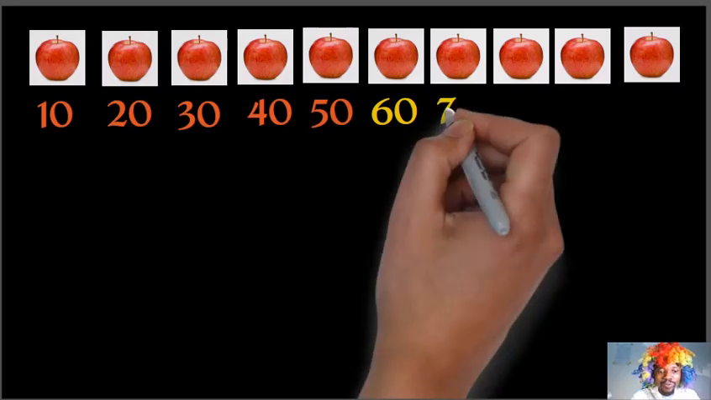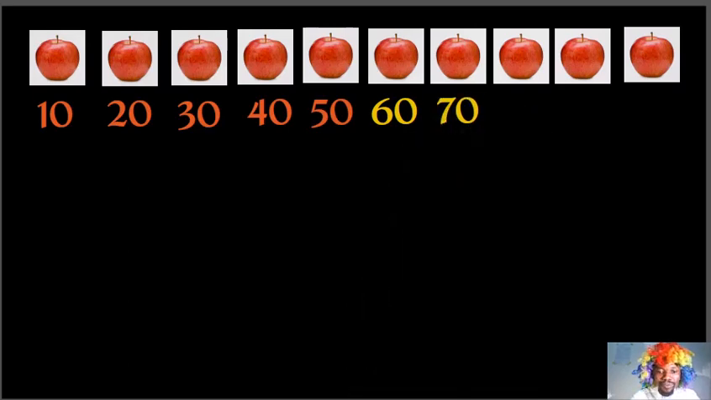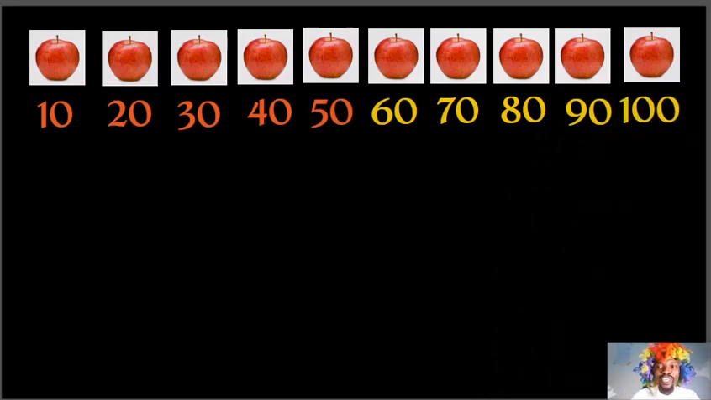Let's go. 70, 80, 90, and what? And 100. 100, very correct. So we are counting in tens, and 1 will be 10, 2 will be 20, 3 will be 30, 4 will be 40, 5 will be 50, 6 will be 60, 7 will be 70, 8 will be 80, 9 will be 90, and 10 will be 100. That is us counting in tens.